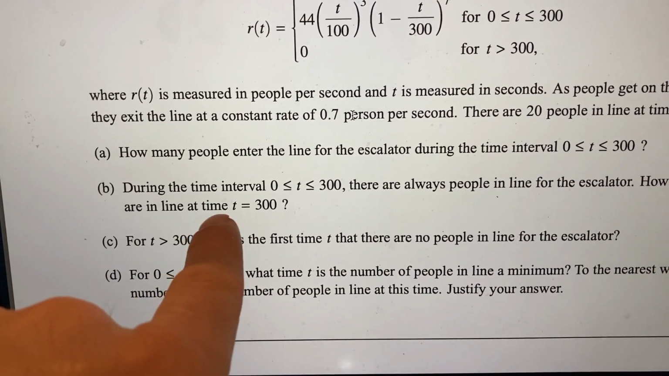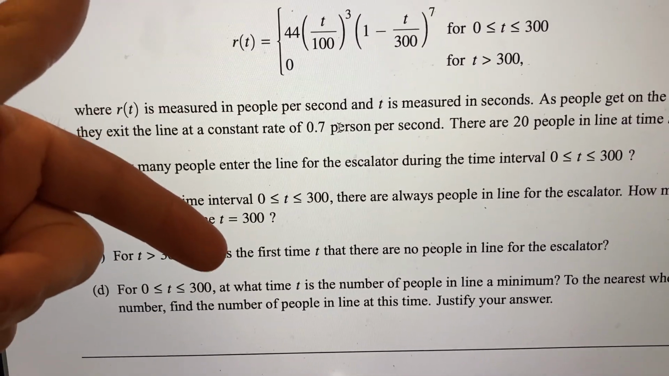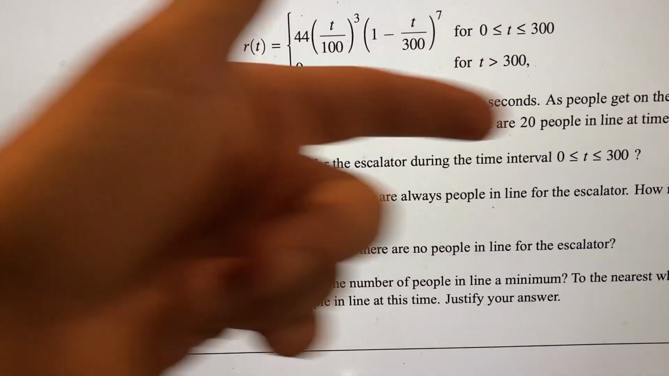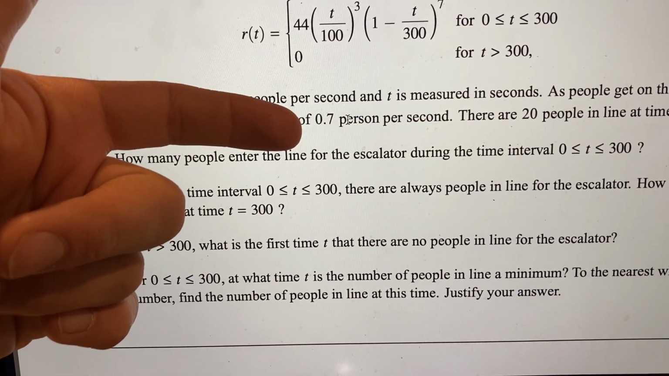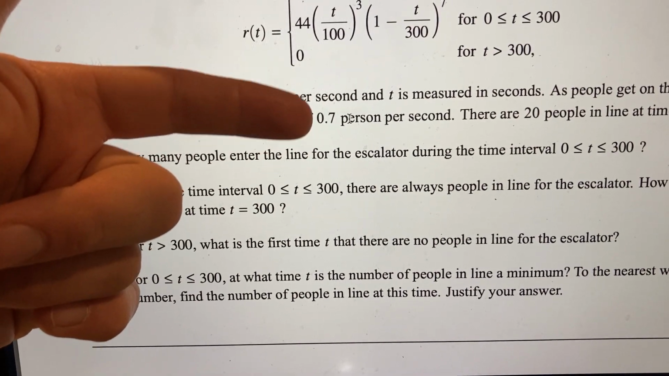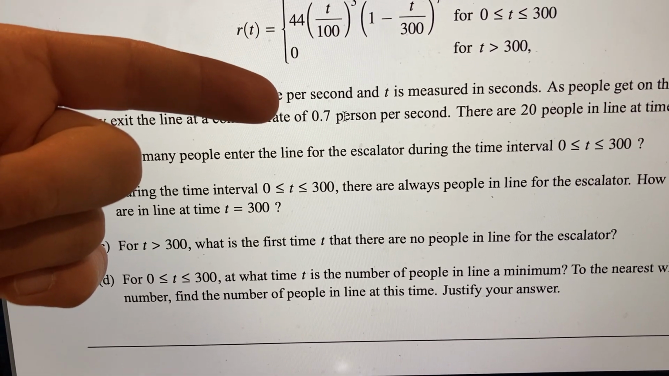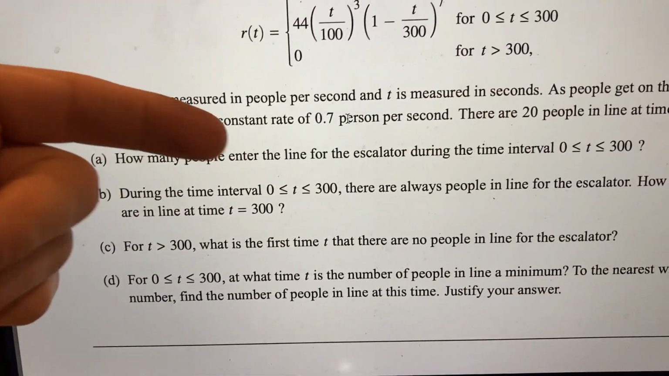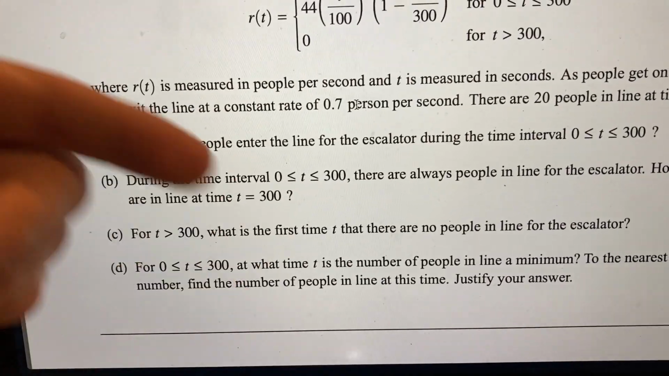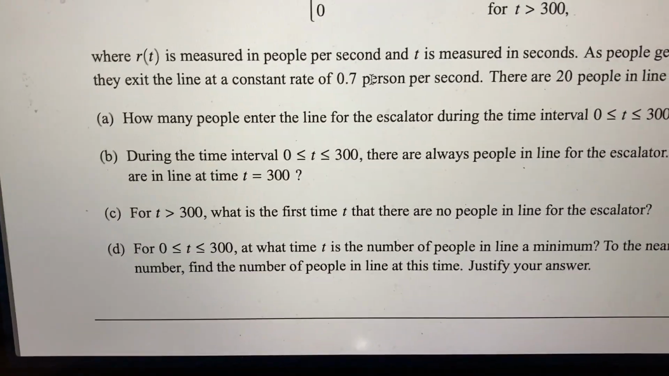During the time interval 0 to 300, there are always people in line for the escalator. How many people are in line at time 300? We know how many people entered the line, but we need to know how many people exited the line. So you take 0.7 and take the integral of that, which is 0.7t, times 300 minus 0. That would technically be the integral. And then you subtract that from the other one.